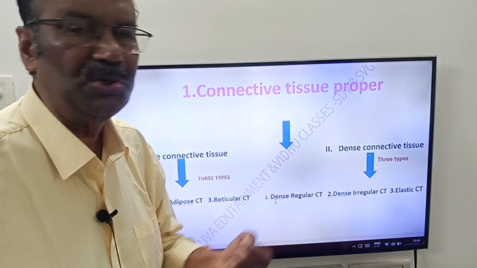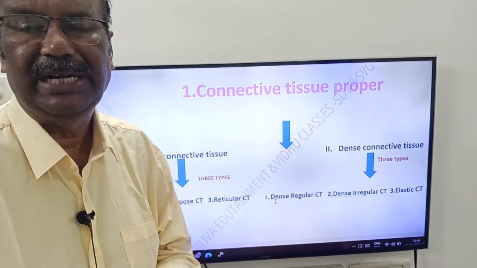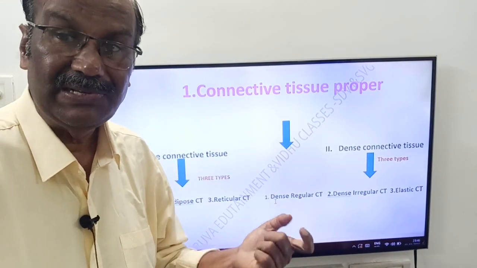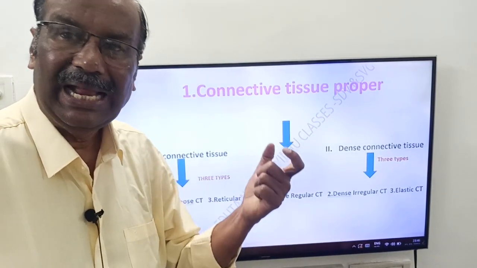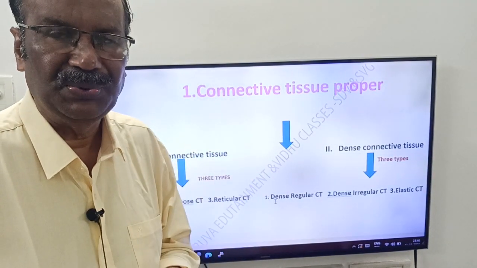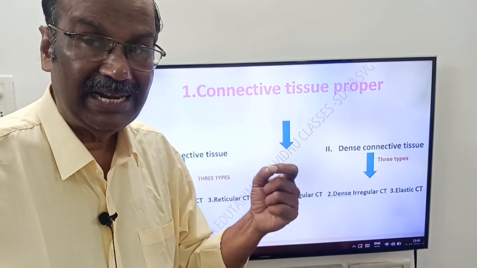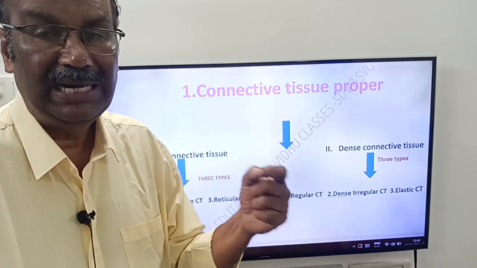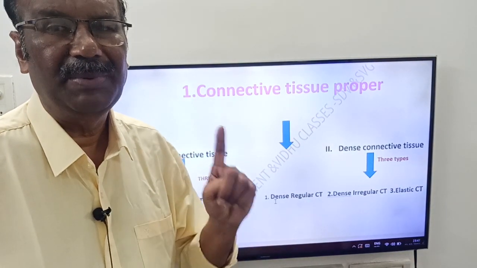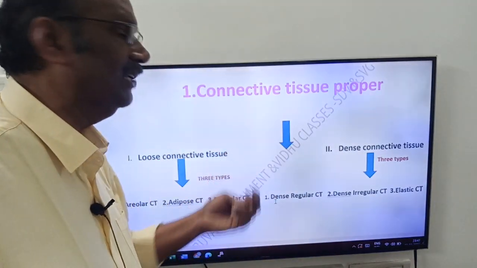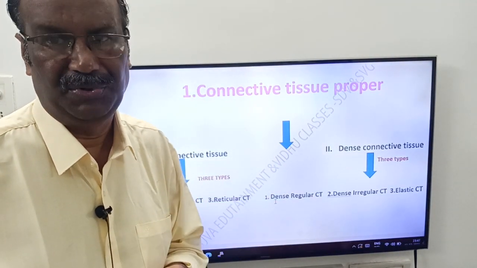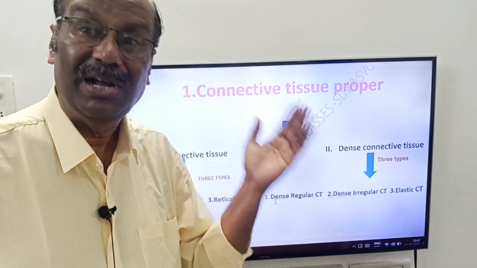Come to dense connective tissue proper. It is also 3 types. What are they? Dense regular connective tissue, dense irregular connective tissue, and elastic connective tissue. In addition to these 6, you have to remember one more, which is not there in the classification. That is mucoid connective tissue or embryonic connective tissue. We will discuss this last.